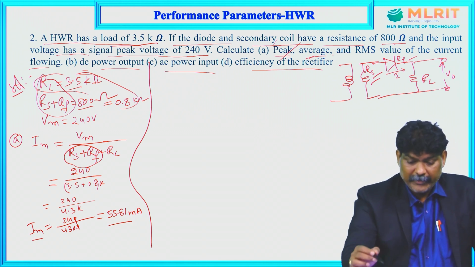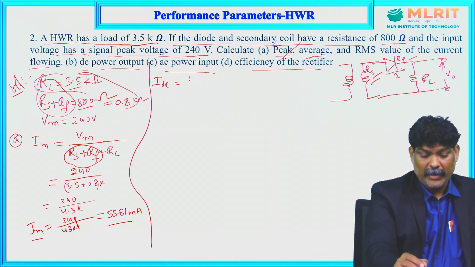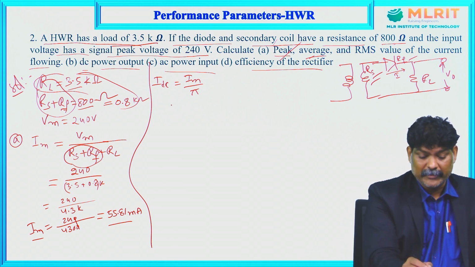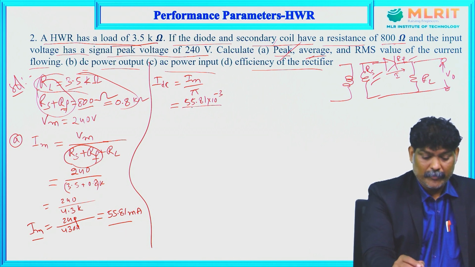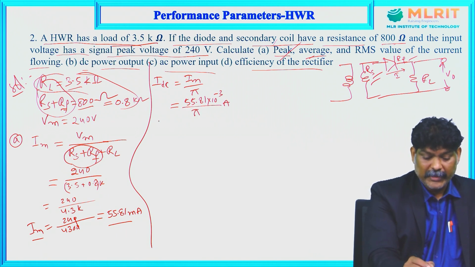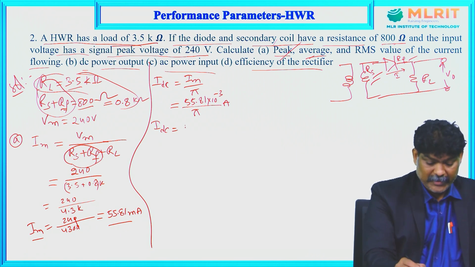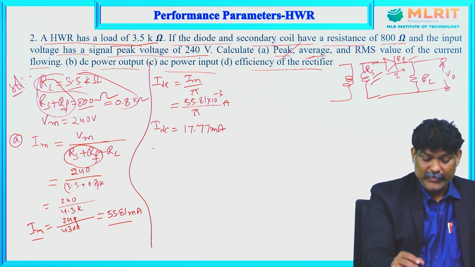Now average means what? IDC, average current means IDC. So IDC is equal to what? We know Im by pi. The average current through the half wave rectifier formula is Im by pi. So directly we can substitute this value. What is Im? Im just now we got 55.81 into 10 power minus 3 amperes upon pi. So we get IDC, if you solve for this, approximately 17.77 milliamperes. You can check this using a calculator.